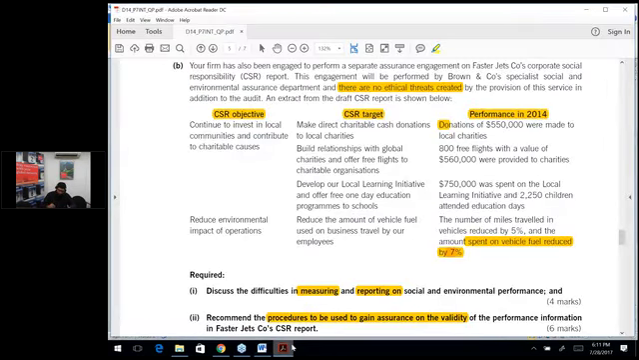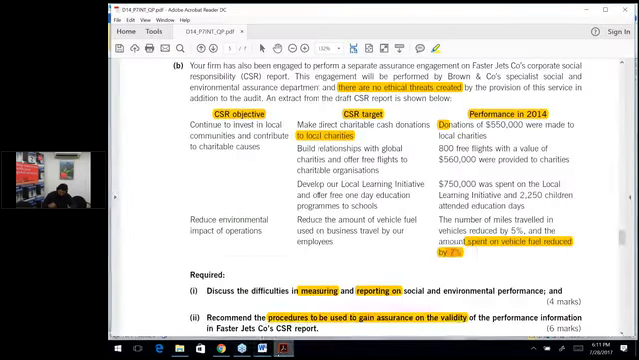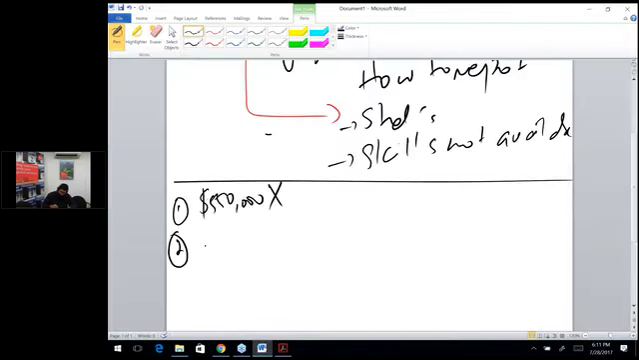Now, how would we talk about it? What could go wrong? Number one is the CSR target to make direct charitable cash donations to local charities. It says donations of 550,000 were made to local charities. Now, what exactly could go wrong? Number one, 550,000 is not the correct amount. What else could go wrong? Number two, the charities were not local charities.